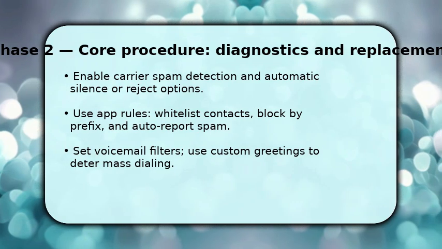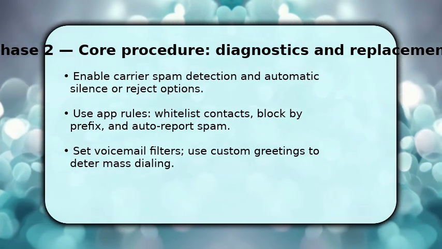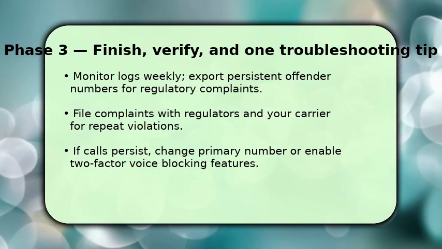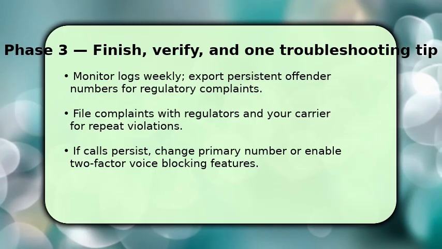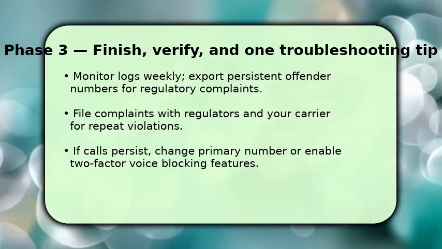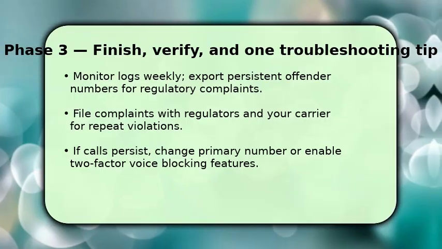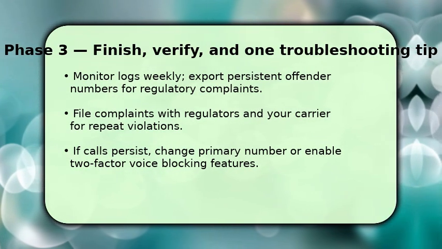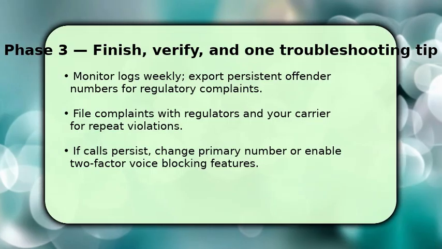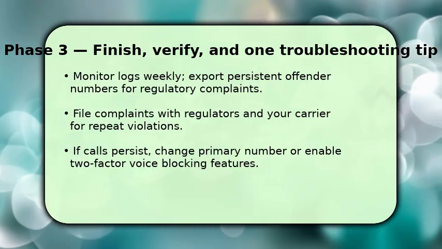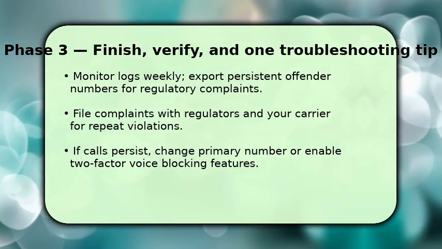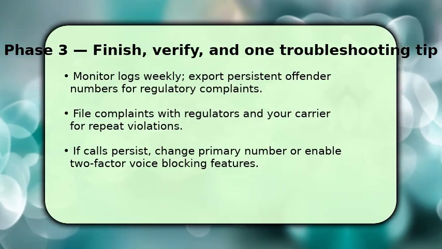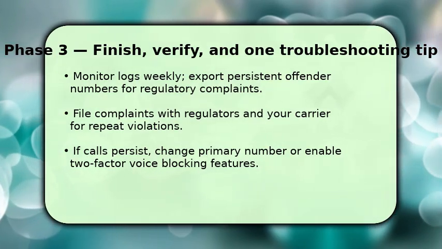Because of automated dialers, to finish, audit call logs and export persistent offender numbers so you can file complaints with regulators and your carrier. That paperwork creates pressure and potential enforcement. Make sure to keep your block lists updated and sync across devices. If unwanted calls persist, consider changing your primary number or enabling advanced two-factor blocking that requires caller verification.